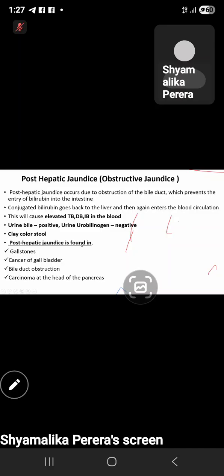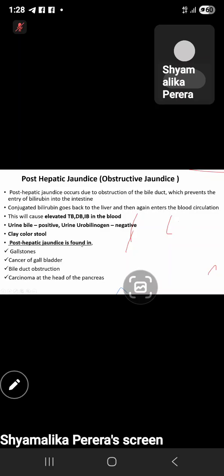If it passes through your gut, you can have the urobilinogen because of the gut bacteria. Because of the post-hepatic jaundice condition, only the urine bile is positive, urobilinogen is negative, and you can observe clay colored stool. For the same reason, bile is not coming through the intestine, and there is no bacterial action. So there is no production of stercobilinogen, and there is no color for your stools.